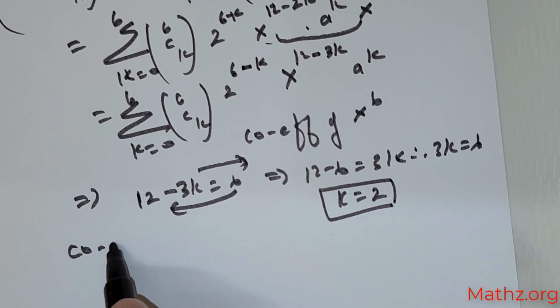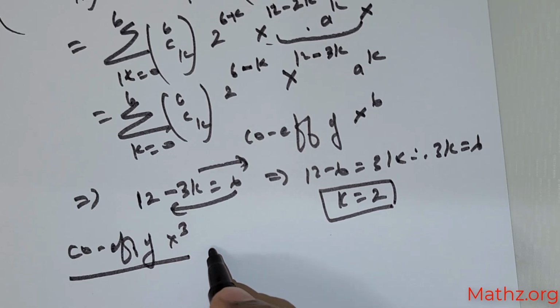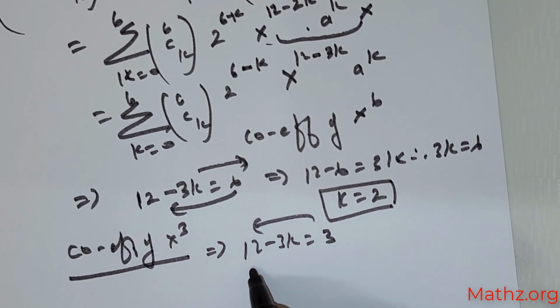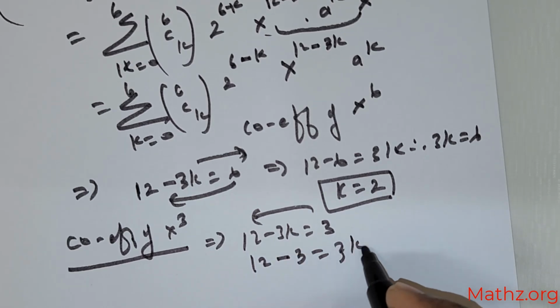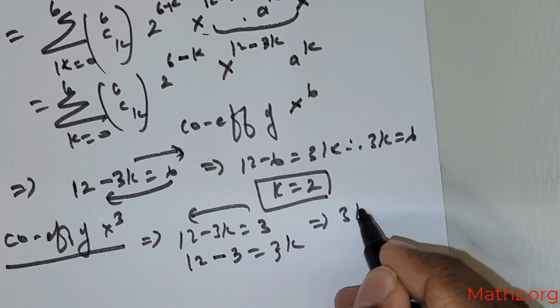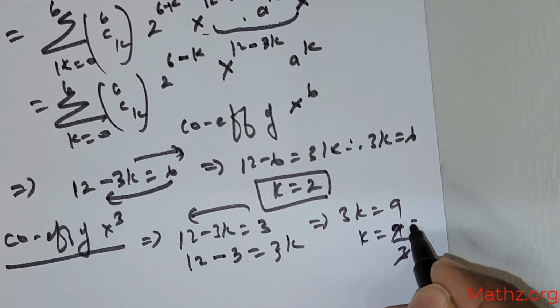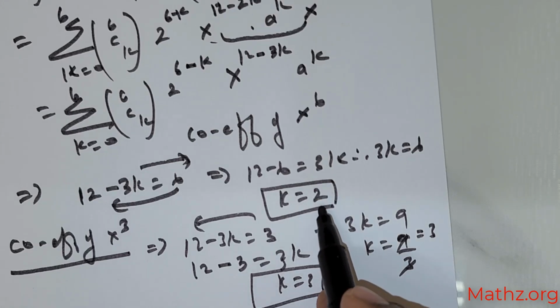Now the coefficient of x^3 is also required. So this means 12 − 3k is equal to 3. You push this to the other side, so 12 − 3 is equal to 3k. So 3k is equal to 9 and k is equal to 9 over 3, which means k is equal to 3. So k is equal to 3 at one point, and k is equal to 2 at another point.